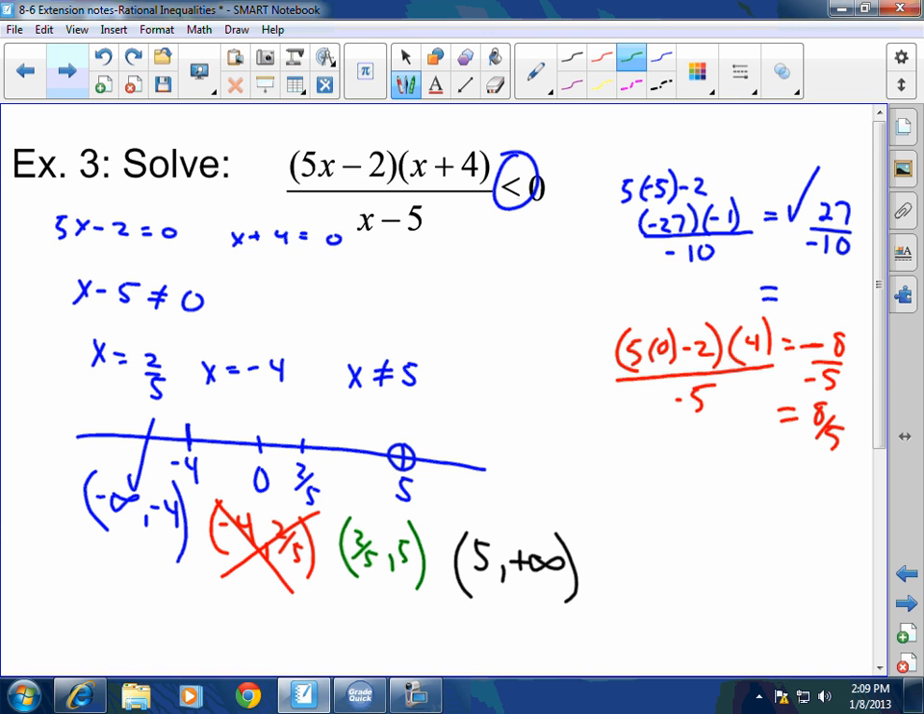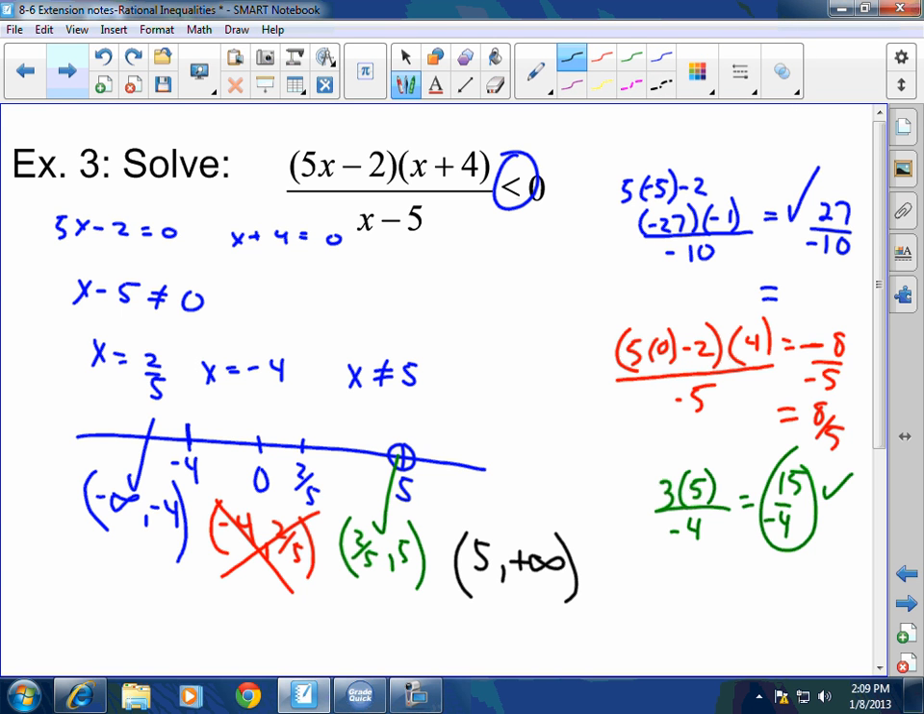Let's look at the green one. Give me a value between 2 fifths and 5. 1. Thank you. That's a great one. So I've got 5 minus 2, which I'll just do in my head. 5 minus 2, so you're talking about 3 times 5, which is 15, over, we said 1, so negative 4, so that is going to be negative. So yes, that works. And then last but not least, between 5 and infinity, 6.